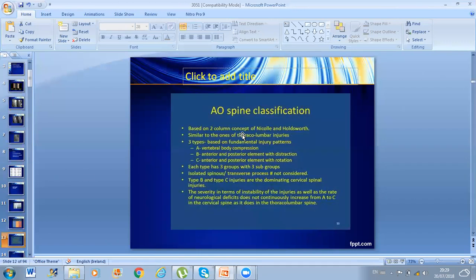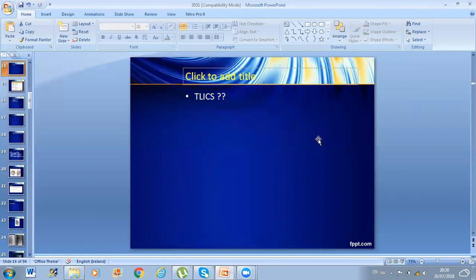The AO spine classification system is based on the two-column concept of Nicoll and Holdsworth, similar to the one for thoracolumbar injuries. There are three types based on fundamental injury patterns: A is vertebral compression, B is distraction, C is rotation. Each type has three groups with three subgroups. Isolated spinous and transverse process fractures are not included. Type B and C injuries are the dominating cervical spine injuries. The severity in terms of instability, as well as the rate of neurological deficit, does not increase continuously from A to C in the cervical spine as it does in thoracolumbar injuries. So it is more acceptable in the thoracolumbar region than the cervical spine.